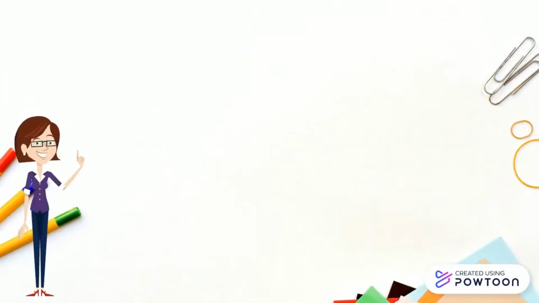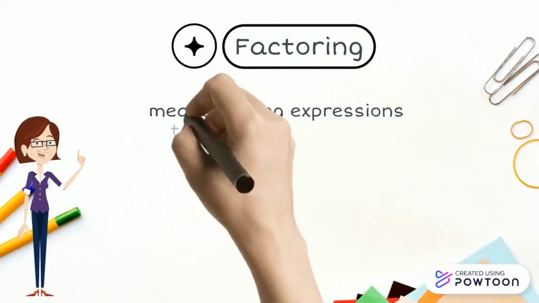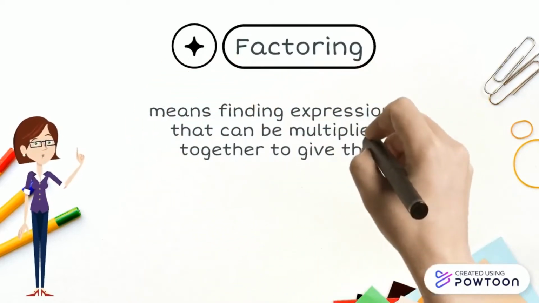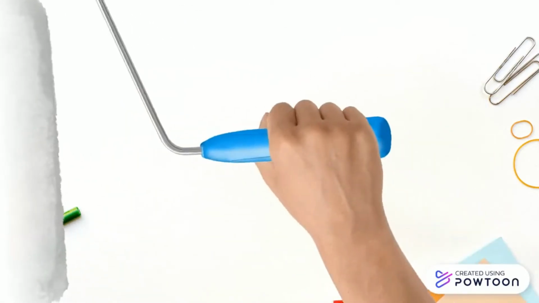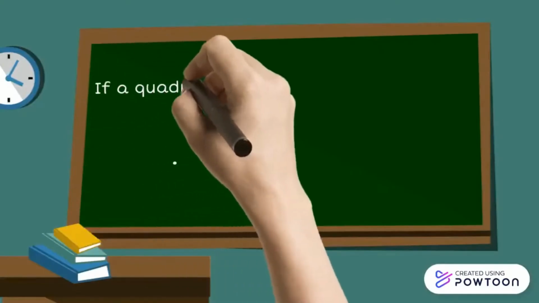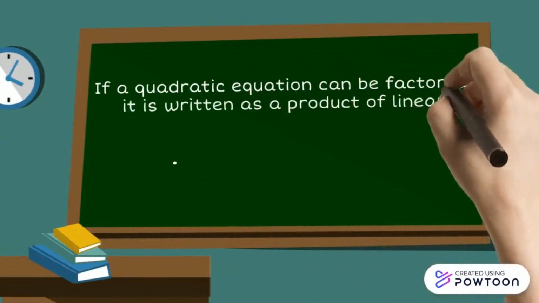Often, the easiest method of solving a quadratic equation is factoring, which means finding expressions that can be multiplied together to give the expression on one side of the equation. If a quadratic equation can be factored, it is written as a product of linear terms.